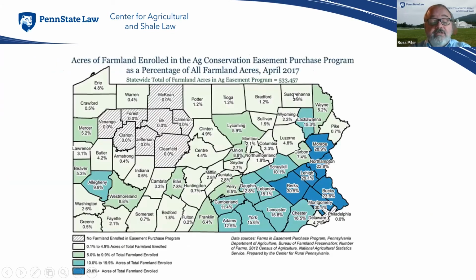Okay, now drilling down and looking at Pennsylvania, at the percentage of farmland that is enrolled in those programs. No surprises here: the southeastern and south central portions of the state are the counties with the highest level of enrollment. A few counties scattered throughout the state also have larger levels of enrollment, but it reflects what you would think, knowing about Pennsylvania geography and Pennsylvania agriculture.